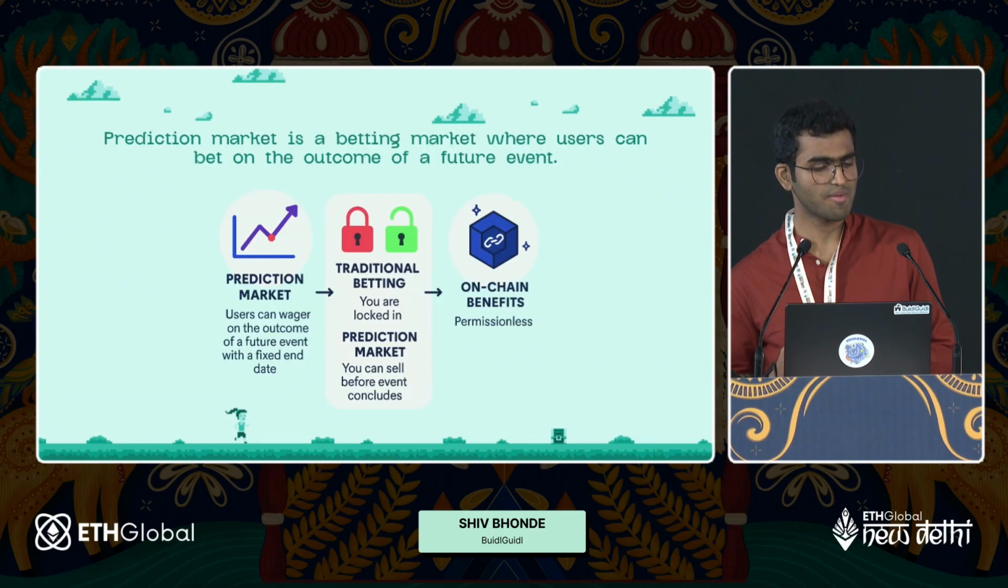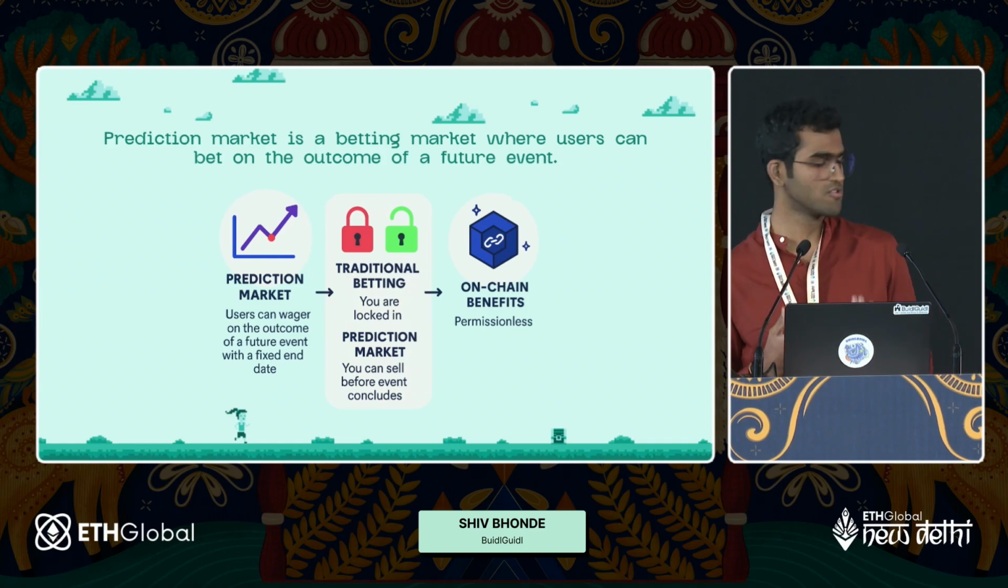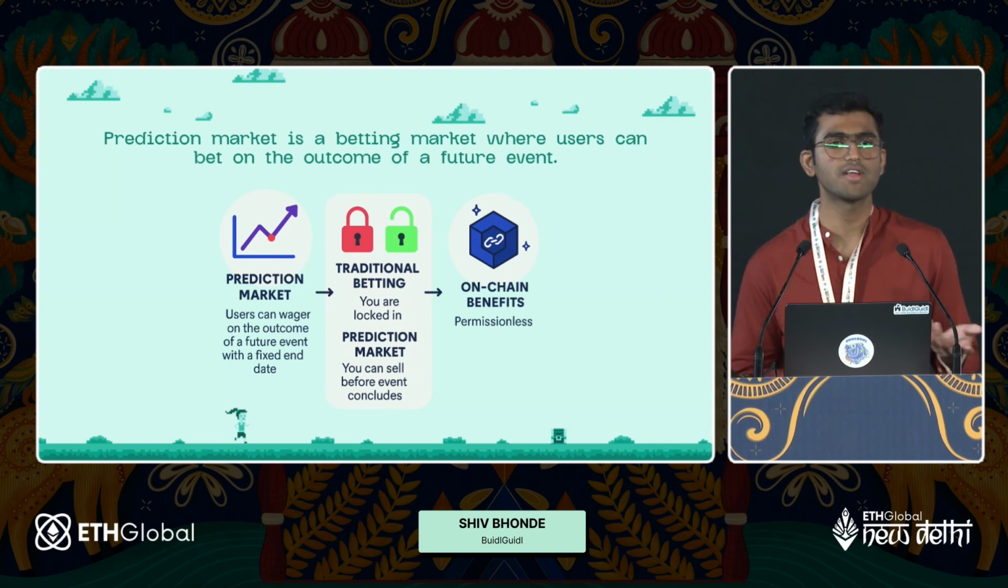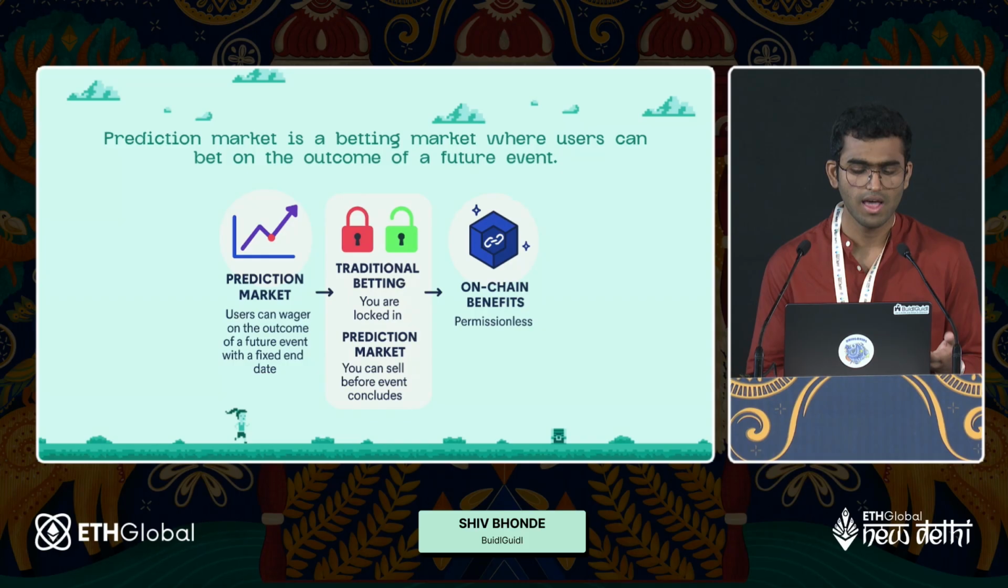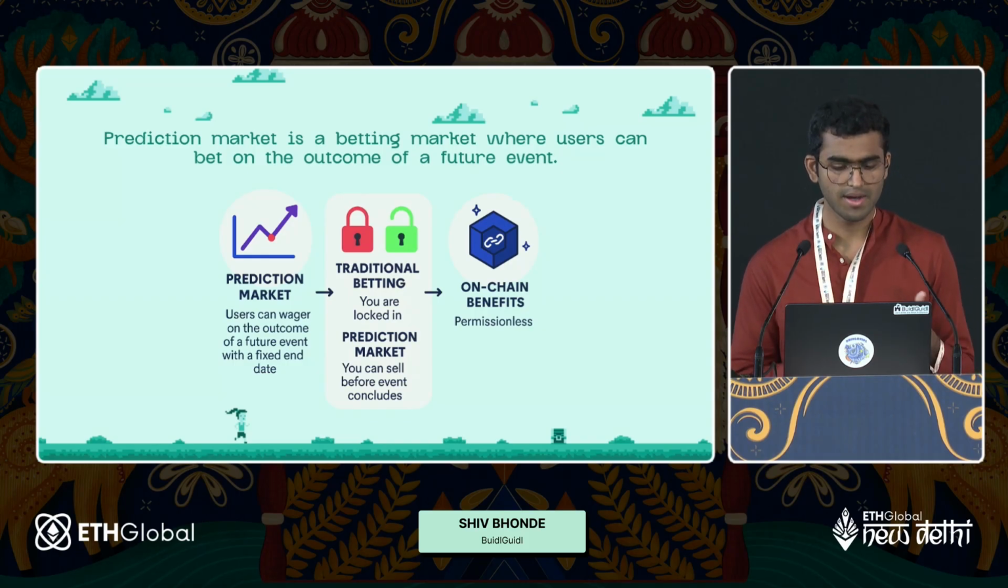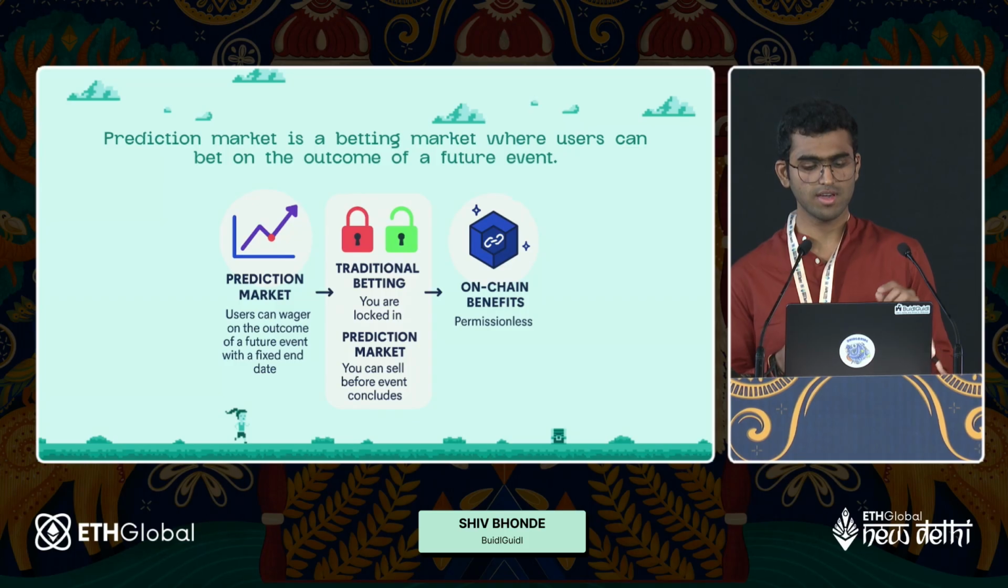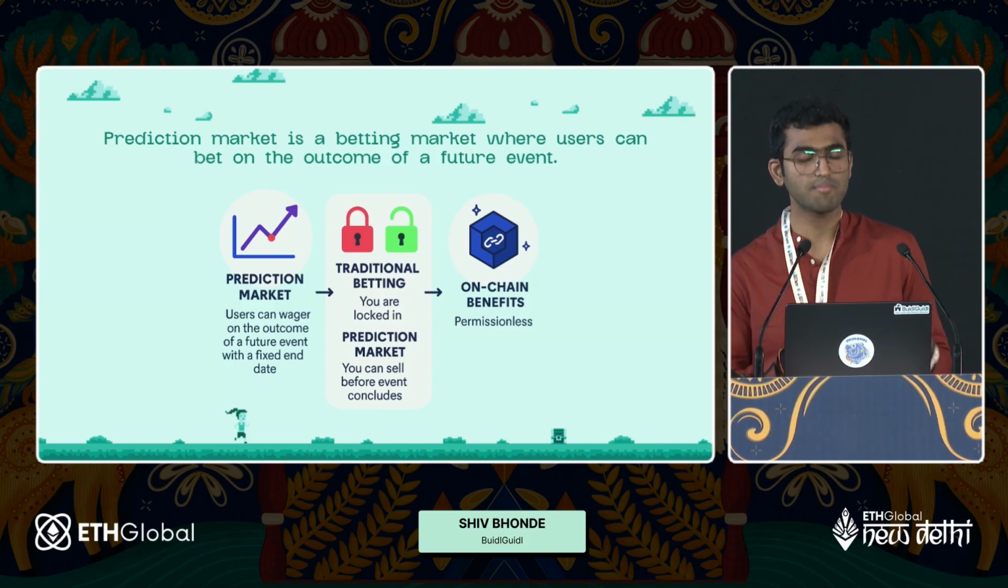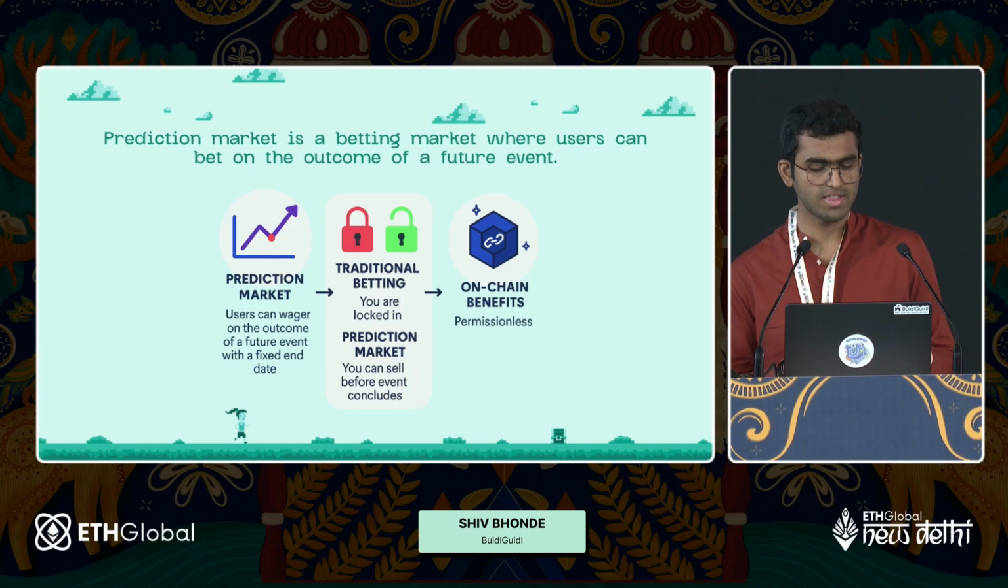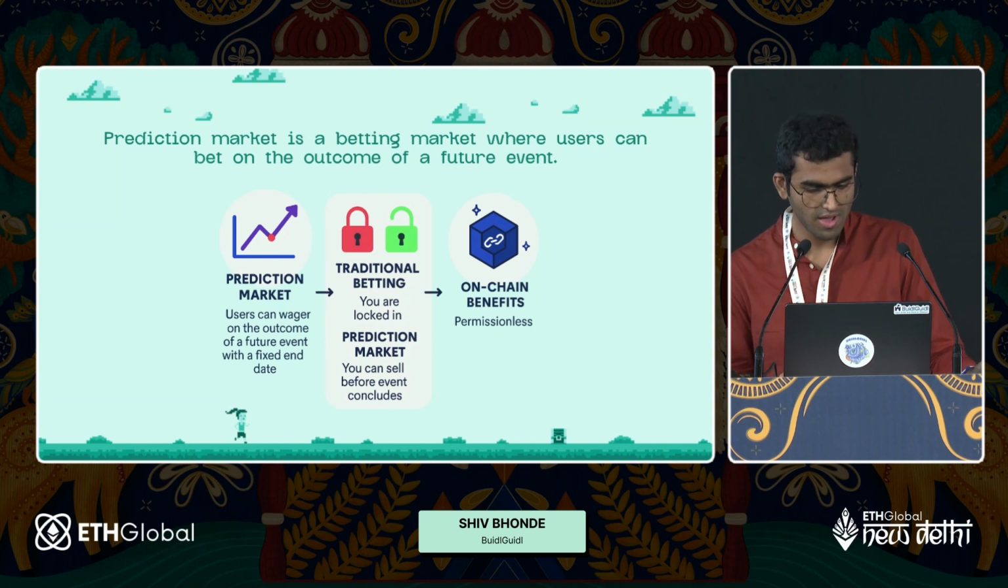So what is a prediction market? You can think of it as a betting market where users bet on future outcomes. The difference between traditional betting platforms and prediction markets is that in betting platforms, when people bet, the bet is locked in, but in a prediction market, people can usually trade the outcomes until the market is closed. And since it's on chain, all the benefits of composability and interoperability come into play, and people can also trade these outcomes in the open market until the market is closed.